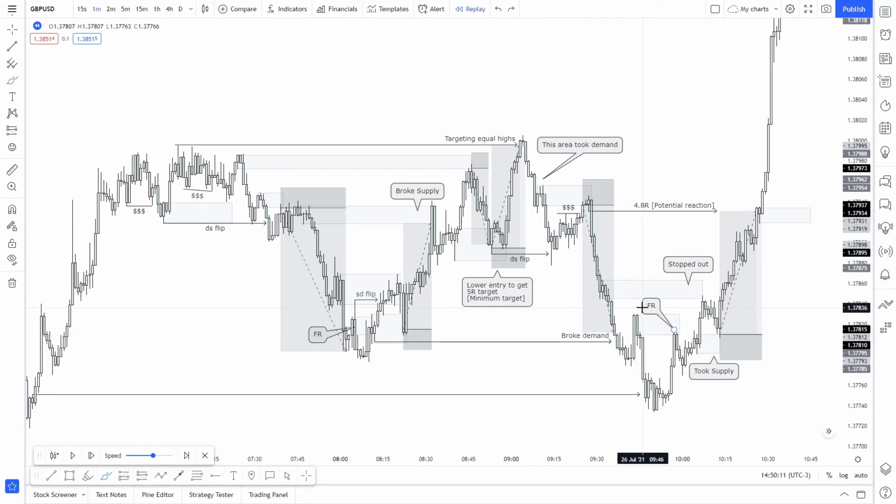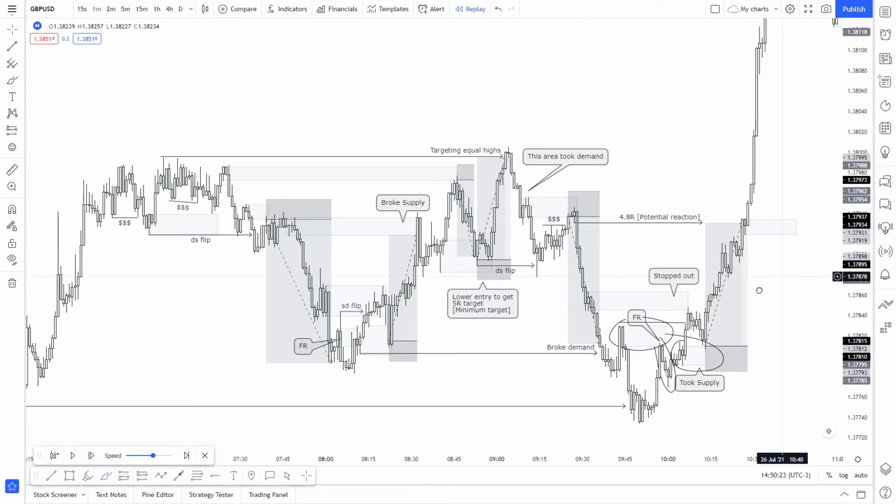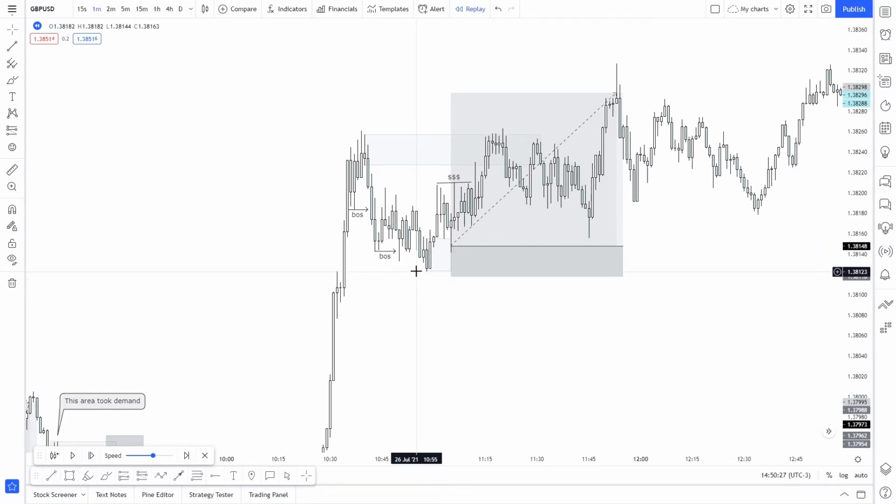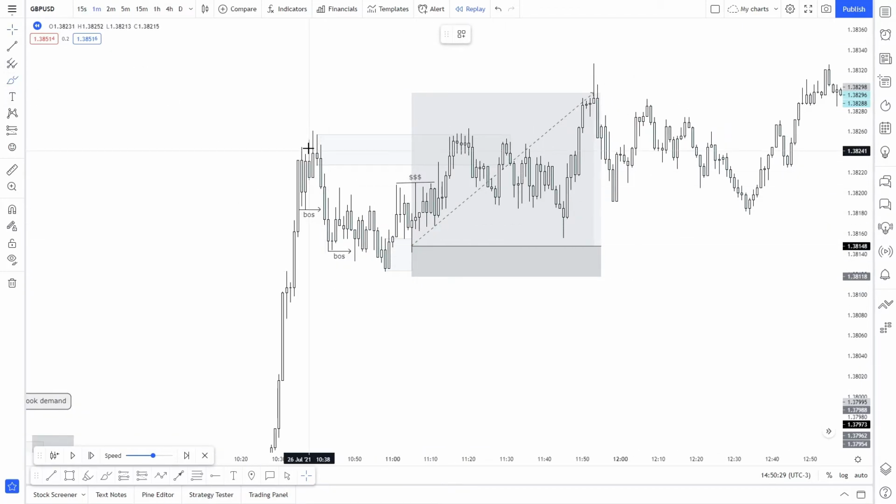What happens later? We have a supply area, causes a reaction right here. Then we have a failed reaction, so a supply to demand flip. The cost to that is this pause, and price comes back, mitigates that, and goes higher. So what I'm trying to show here, even in this case, is that we're pushing lower.